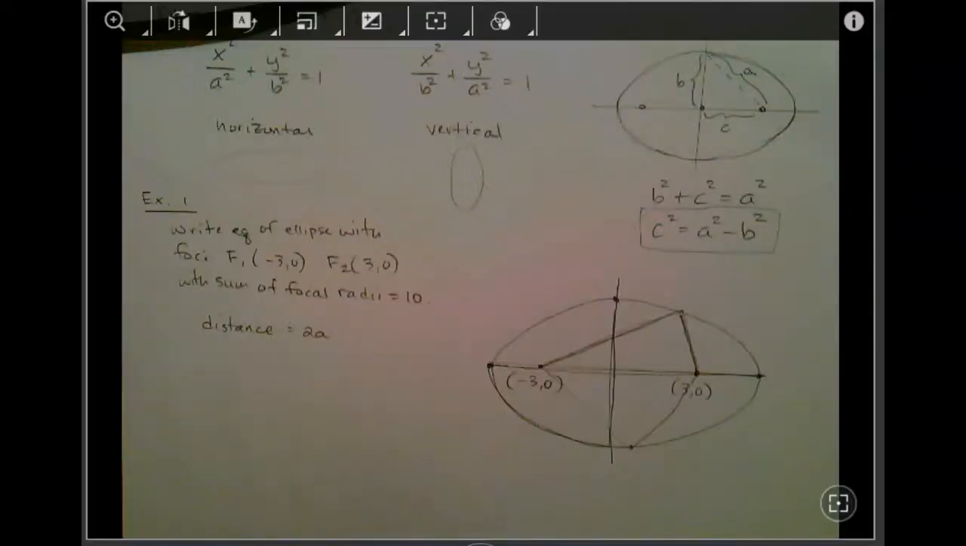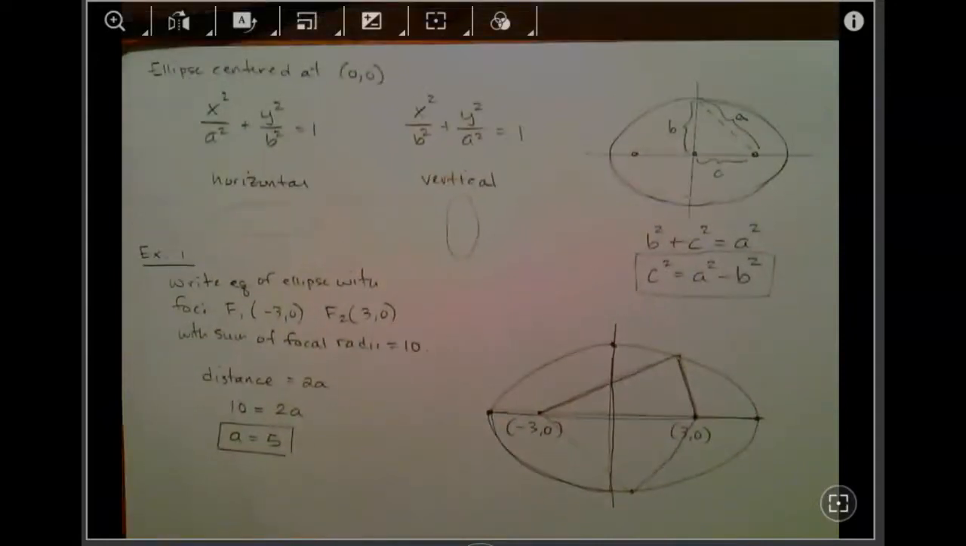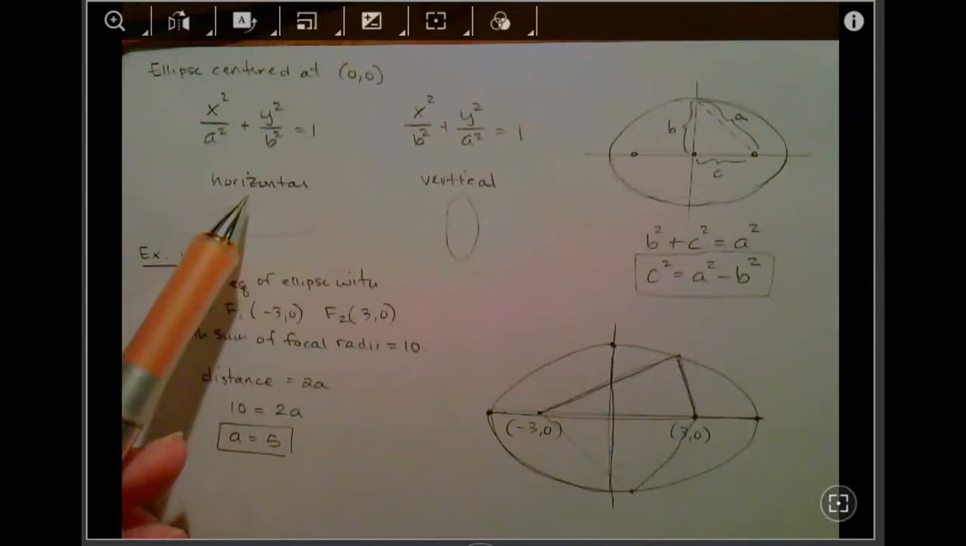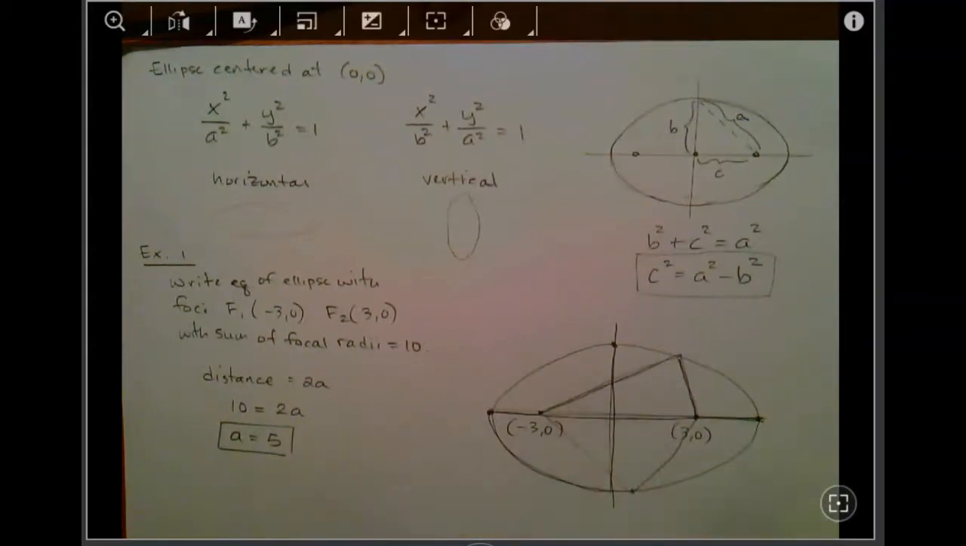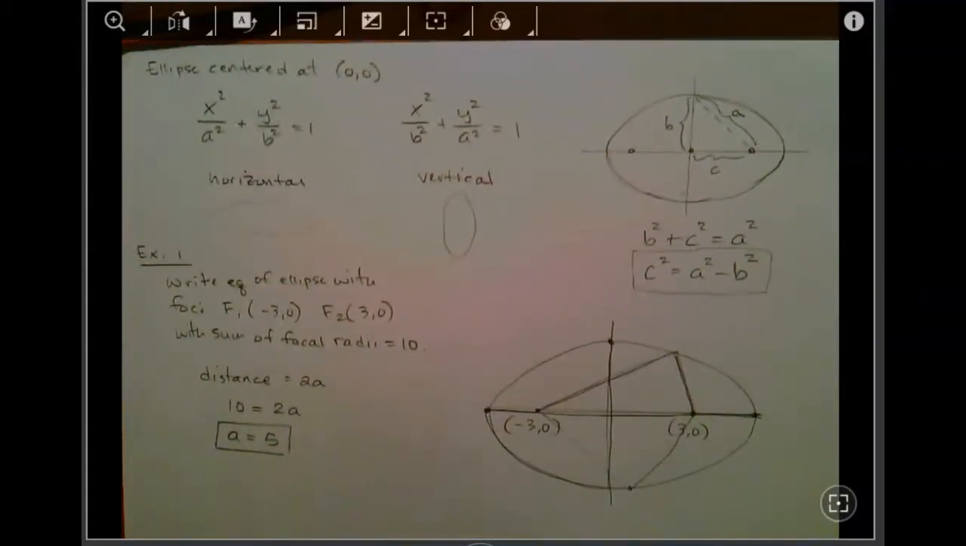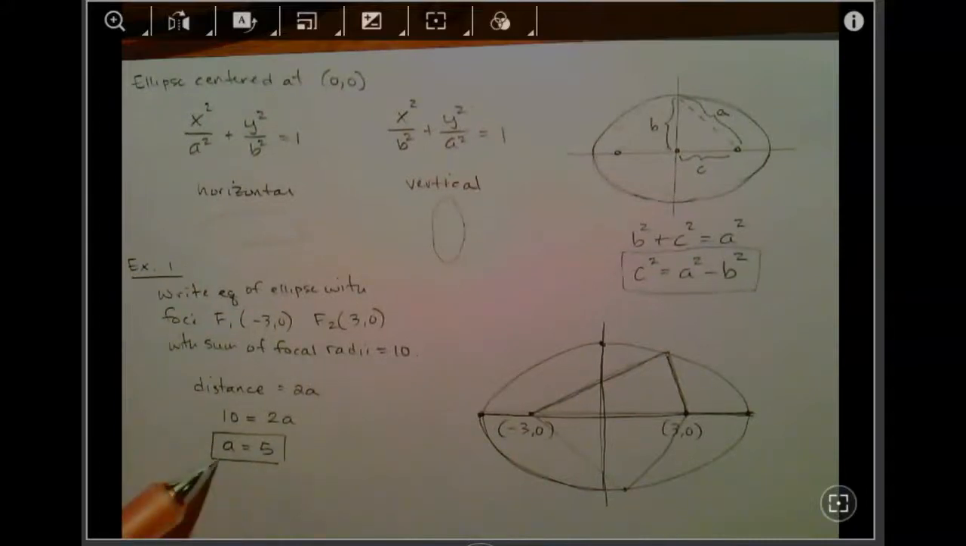Alright, so that set distance is the sum of my focal radii. What that means is that 10 is equal to 2a. So then we get a equals 5. So we're halfway there, right? Because if we're going to write the equation of our ellipse, first of all, we know this one's going to be horizontal, because if my foci are at these points, that means my major axis goes this way, because my major axis always has to go through the foci. So halfway there, I know what a is.